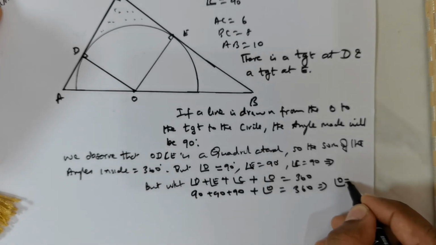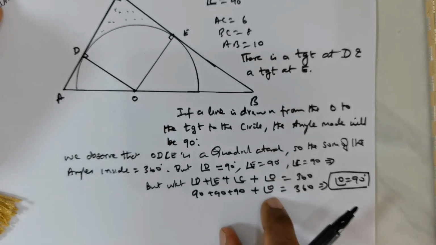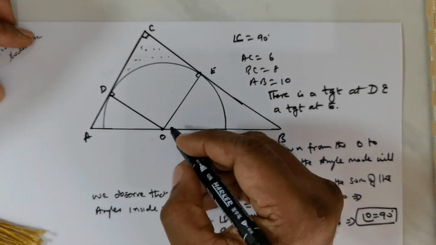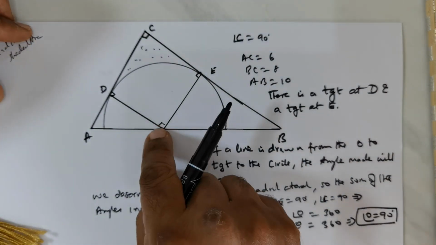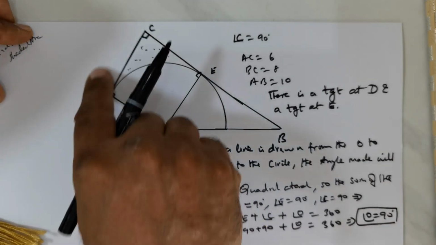So you put this angle 90 plus 90 plus 90 plus angle at O should be equal to 360. So this means angle at O should also be equal to 90 degrees, right? Only if this is 90, it will add up to 360. This is the requirement for a quadrilateral. So this is clearly 90 degree, right? So if all the four angles are 90, what are we talking about? The angles are all 90.